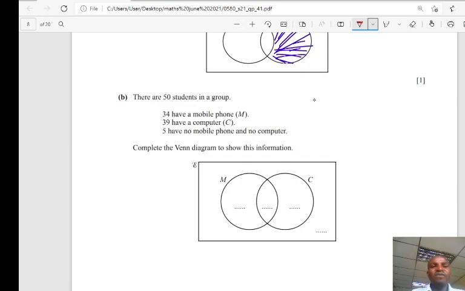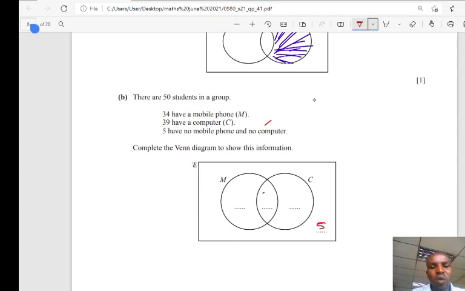We are being told that 5 have no mobile phone and no computer, which means they are outside these sets, M and C, but they are still inside the universal set. So you can just put our 5 here. Now I'll have to fill in the other three parts. How can we fill in those three parts?